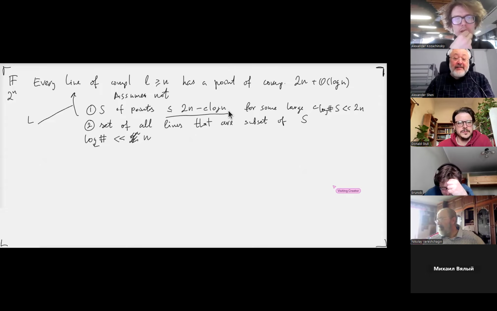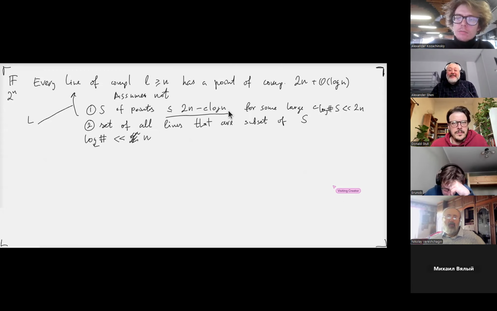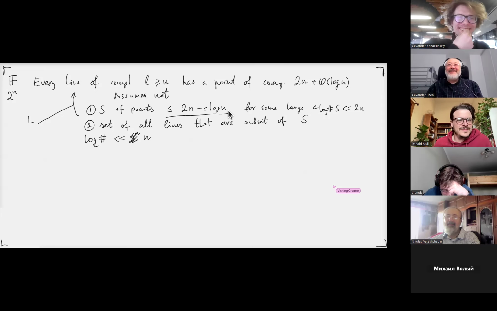And indeed, is it clear how to get the complexity statement from the combinatorial one? It's a standard argument, but let's go through it slowly if needed. So, Kolya, Misha, Georgi, what do you say? I'm okay. You're okay. Yeah.